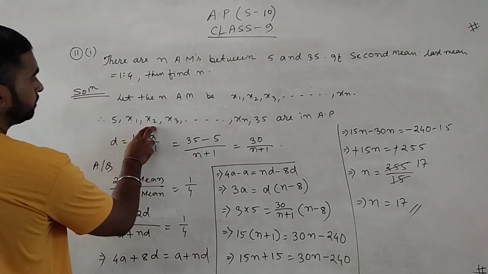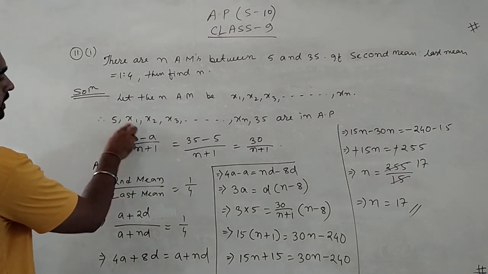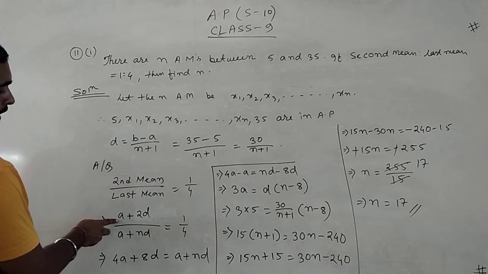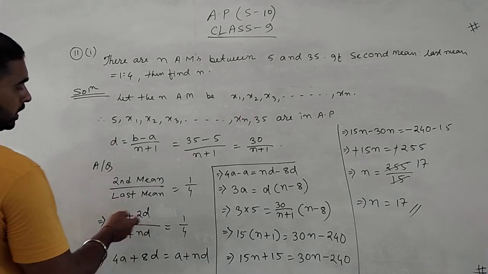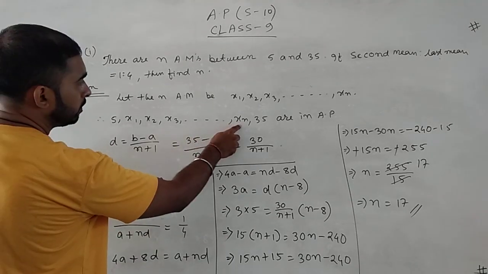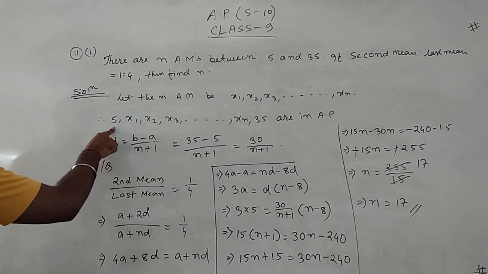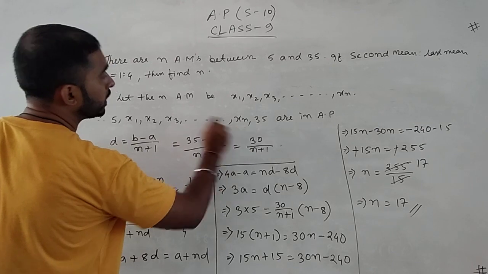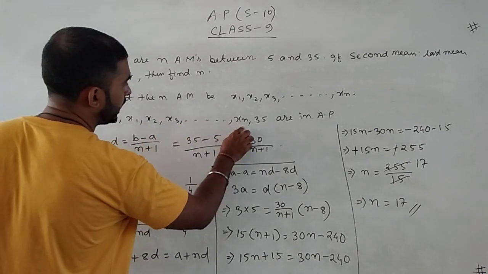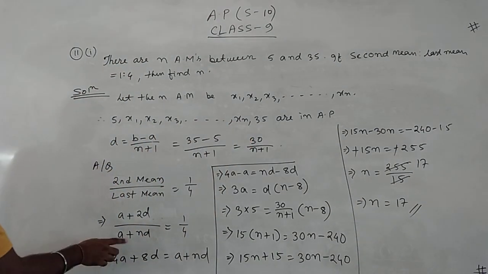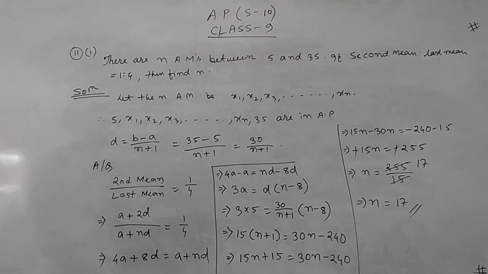The second mean is the third term: first, second and third, so the third term means a plus 2d. And the last mean is the nth mean, but if I consider 5 as the first term, then xn is the (n plus 1)th term. That's why (a plus 2d) by (a plus nd) equals 1 by 4.